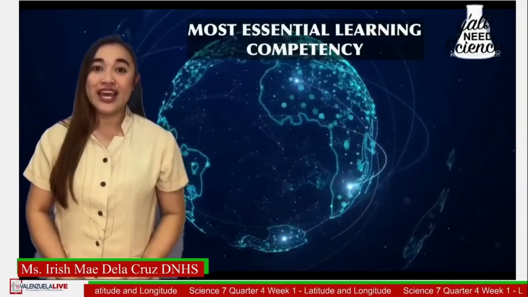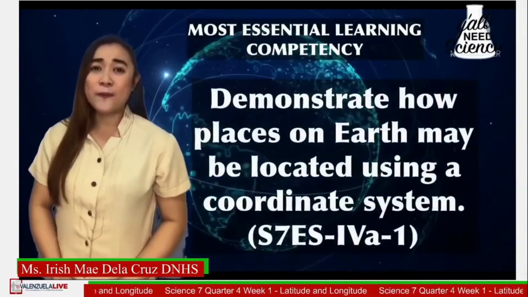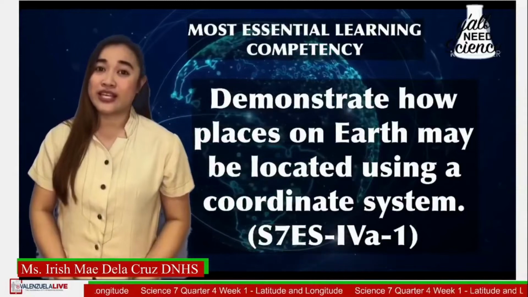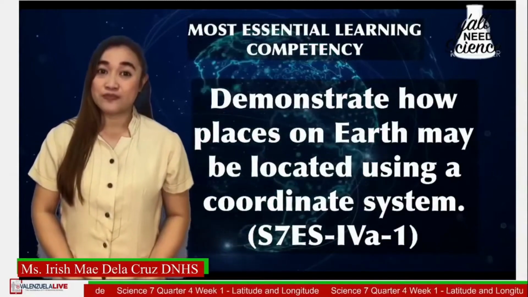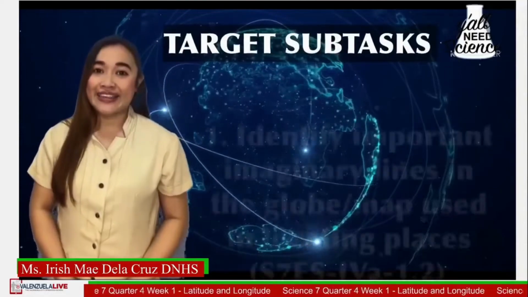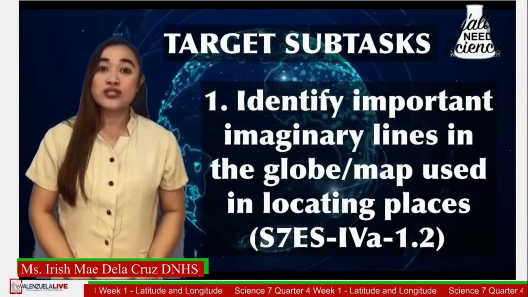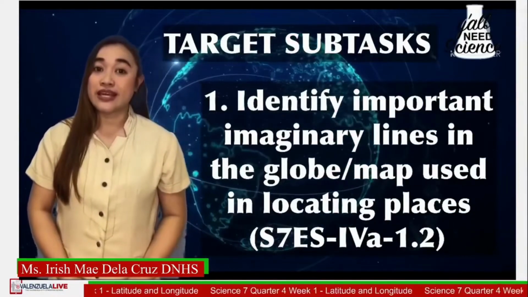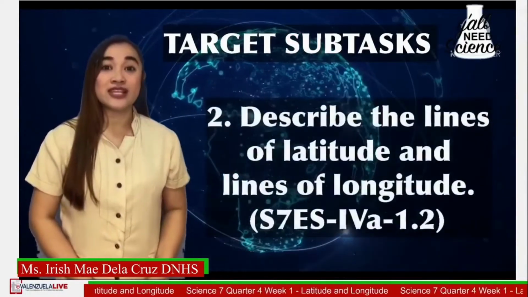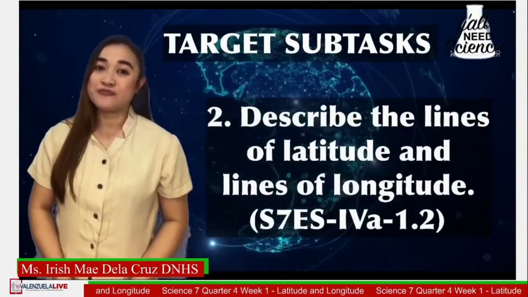For today's most essential learning competency, you need to demonstrate how places on Earth may be located using a coordinate system. And for the target subtasks, we have to identify important imaginary lines in the globe and map used in locating places. Second, describe the lines of latitude and lines of longitude.